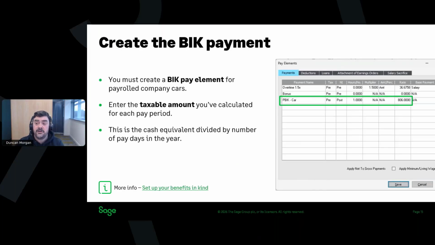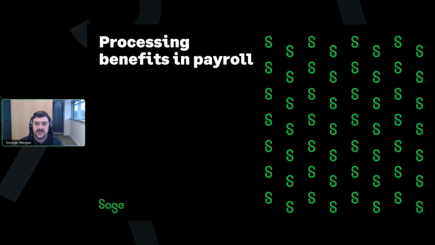Don't forget as well though, you still need the BIK pay element for your payrolled company cars. You'd enter the taxable amount that you've calculated for each period. So that was the cash equivalent divided by the number of pay days in the year, or in this case, the number of pay days remaining in this tax year. So what we're going to do now is put all of that together, and take a look at the process of including benefits in kind in your payroll.